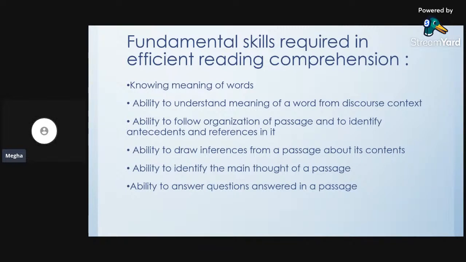Ability to answer questions asked from a passage. I think the sentence given there is quite wrong. So, ability to answer the questions based on the given passage. These are the fundamental skills which are required in efficient reading comprehension.